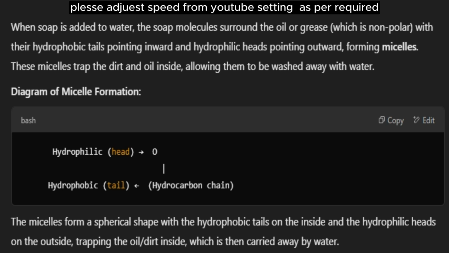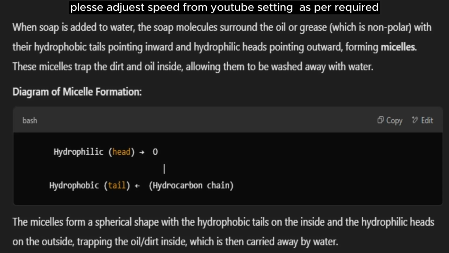Diagram of micellar formation. Hydrophilic head, arrow, O-. Pipe. Hydrophobic tail, arrow, hydrocarbon chain. The micelles form a spherical shape with the hydrophobic tails on the inside and the hydrophilic heads on the outside, trapping the oil, dirt inside, which is then carried away by water.